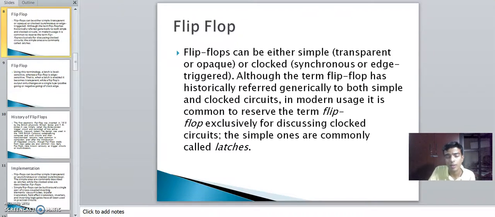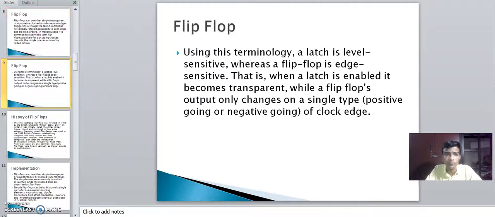There are many different types of flip-flop circuits. There are latch circuits, there are gated circuits, and there are clock circuits. Using this terminology, a latch is level sensitive, whereas a flip-flop is edge sensitive. That is, when a latch is enabled, it becomes transparent, while a flip-flop's output only changes on a single type, positive going or negative going of clock edge.